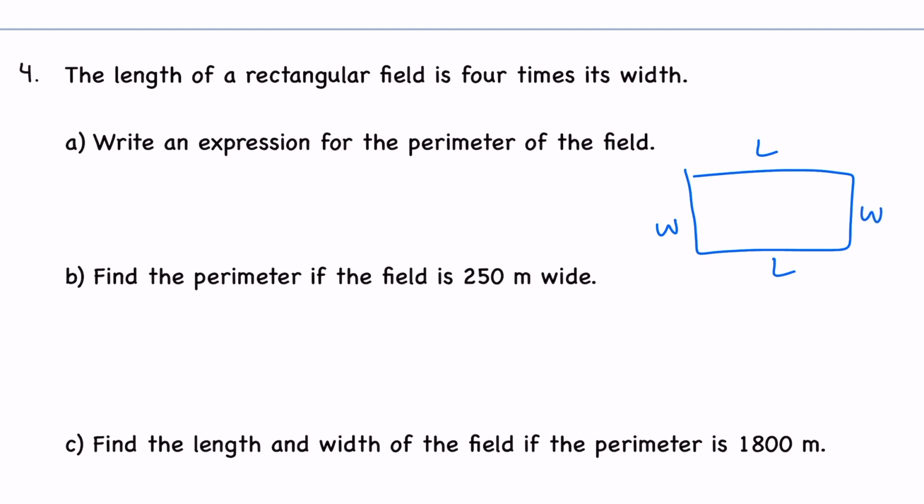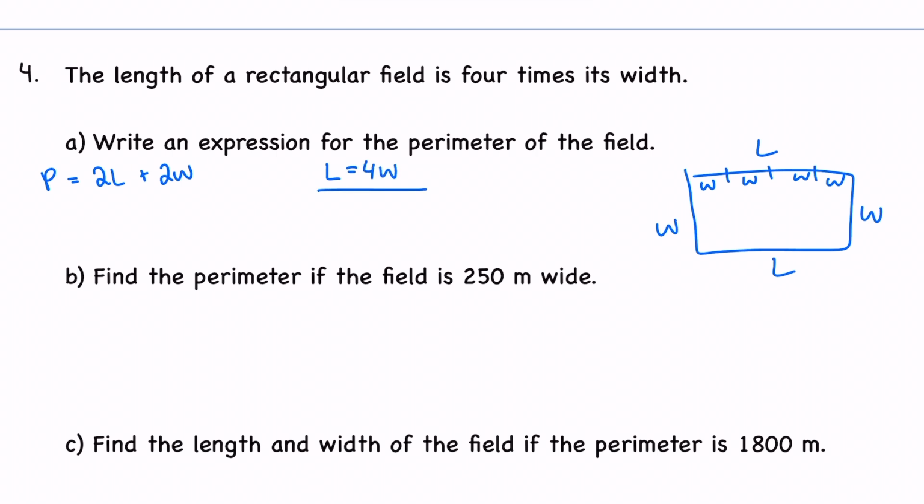So if we were to write an expression for our perimeter, let's call that P, our perimeter would be equal to 2 lengths plus 2 widths. So that would be one expression for the perimeter of a field if we know both the length and the width. But our question also gives us some more information. It says that the length of the field is 4 times the width. That means 4 of these widths would make up 1 length. So we could illustrate that kind of like this. So 4 widths would be 1 length. So what that means is L is equal to 4 W's.